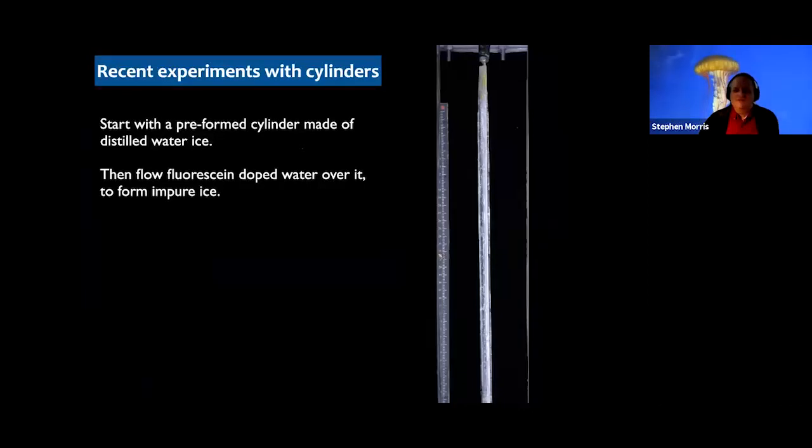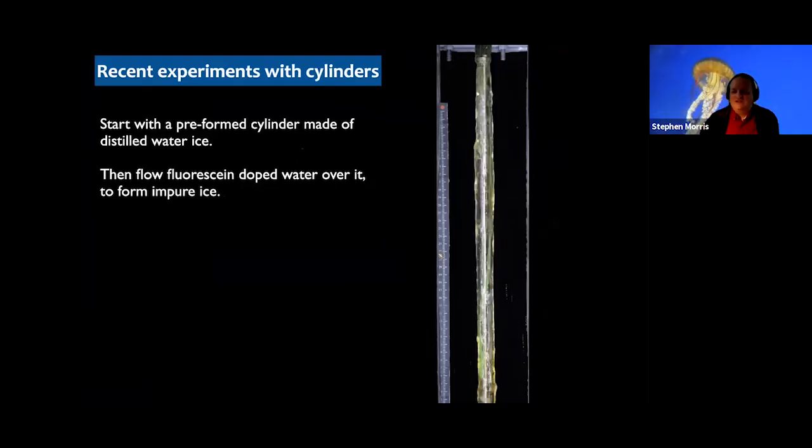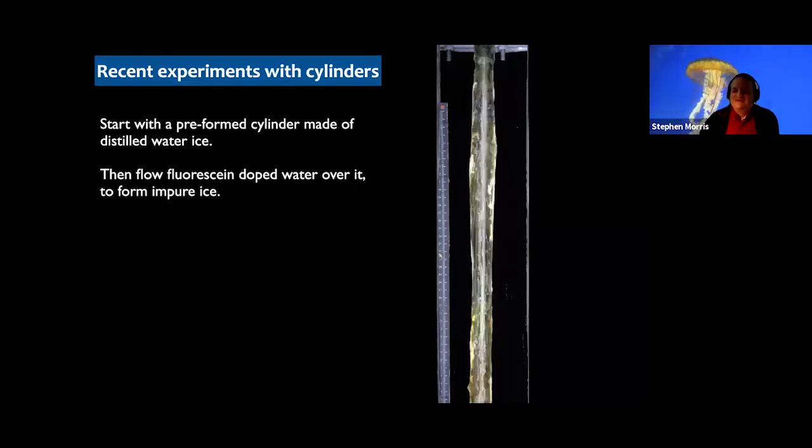So we tried some other experiments. If you start with a cylinder made of ice and just dribble fluorescent dyed water over the surface, you might think you would grow ripples. That makes sense, right? So here's a pure ice cylinder where we dribble water with fluorescein in it over it. And you see the cylinder is growing, which means the ice is forming, but you don't see any ripples forming. Do you? So this is a strange thing.